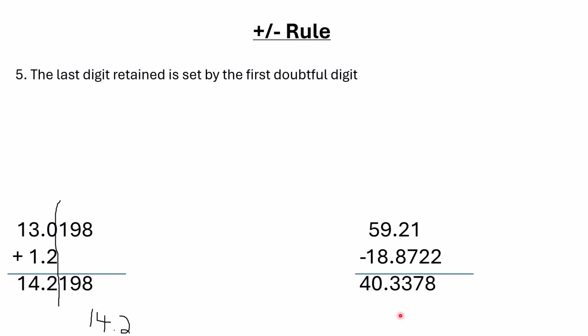The same can be said for subtraction. When we look at this example right here, we see 59.21 minus 18.8722, leaving us with 40.3378. Looking at our first doubtful digit, we see that 59.21 doesn't go past the 100th decimal place. So we don't want our final answer to go past that either. So let's draw a line. And we see that we're left with 40.33. However, since this 3, the number next to it, is 7, we're going to end up rounding up, leaving us with the final answer of 40.334.